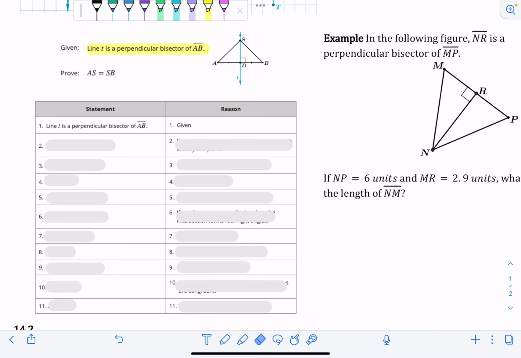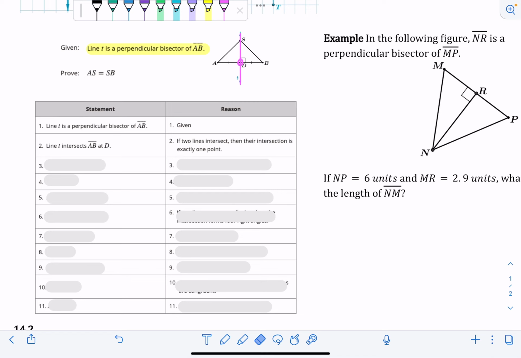And then the next thing we're going to do is state where it intersects AB in general. So the bisector line T intersects AB at point D. This is where it crosses it. So that's our next statement. Line T intersects segment AB at point D, and then our reason, it's nothing fancy. It's if two lines intersect, then their intersection is exactly one point. So if you take two lines and they intersect each other, there's going to be one intersection point. In this case, that intersection point is at D.